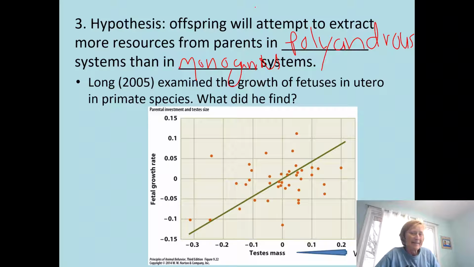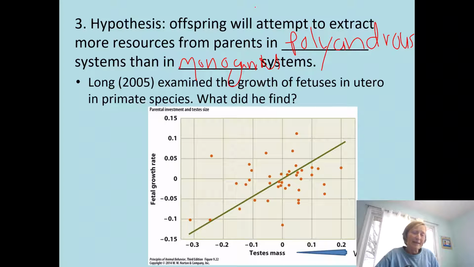Males that have big testes tend to be in primate species that are polyandrous, in which they have to mate a lot, and so they have to have a lot of sperm, and they have bigger testes because of it. Monogamous systems tend to have males with smaller testes.